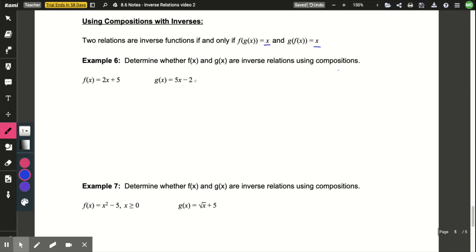So we're going to test that out here. We're given a couple of functions called f and g, and we're going to see if they're inverses by composing them. So I'm going to start with f of g of x. I'm going to do some color coding here too.